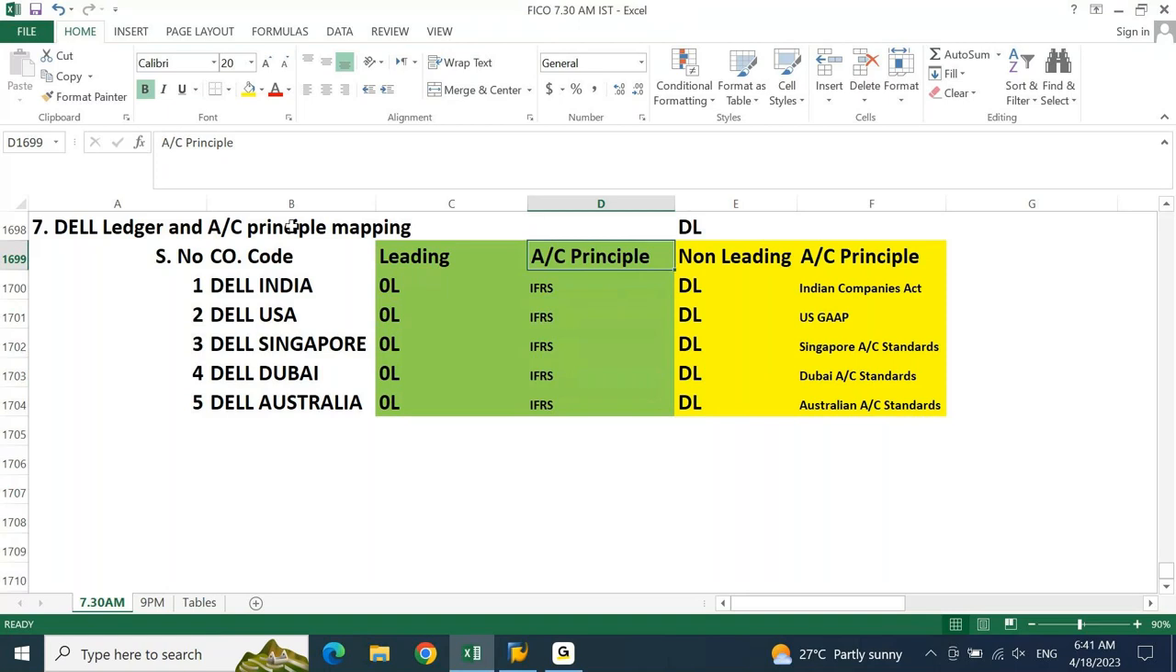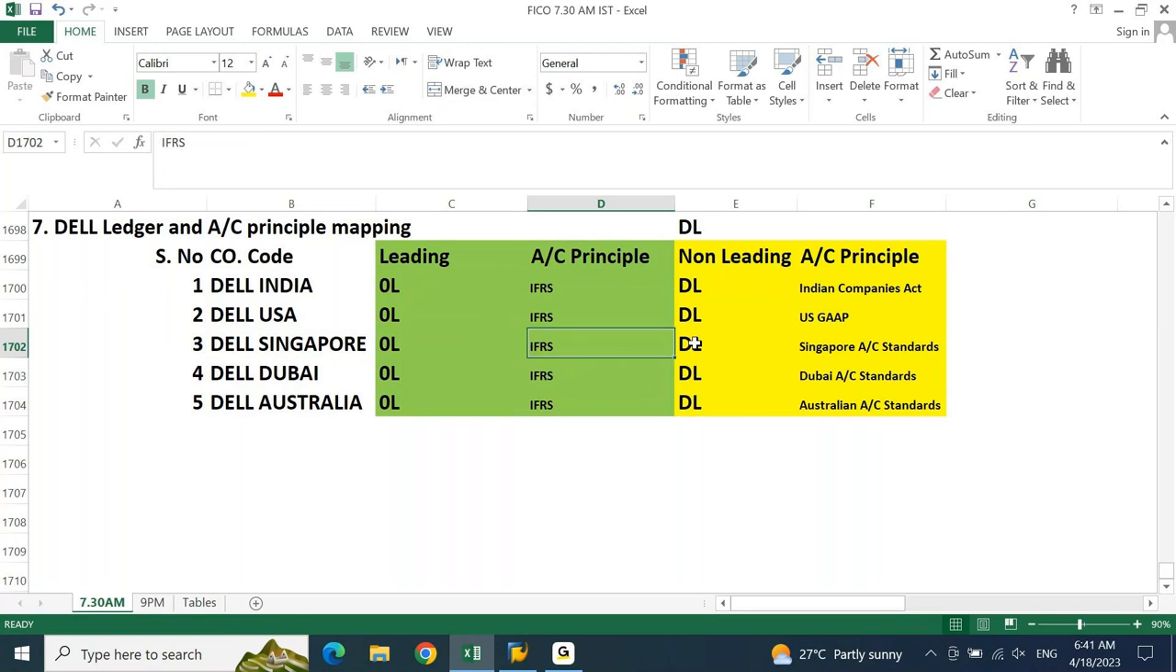In short, if you look at this again, every company code is using two ledgers, one leading ledger, one non-leading ledger, but each ledger is representing a different accounting principle. For India, the leading ledger is representing IFRS, the non-leading ledger is representing the Indian Companies Act. For the US, the leading ledger is representing IFRS, non-leading is representing US GAAP. For Singapore, the leading ledger is representing IFRS, non-leading is representing Singapore accounting standards, and so on. Clear?